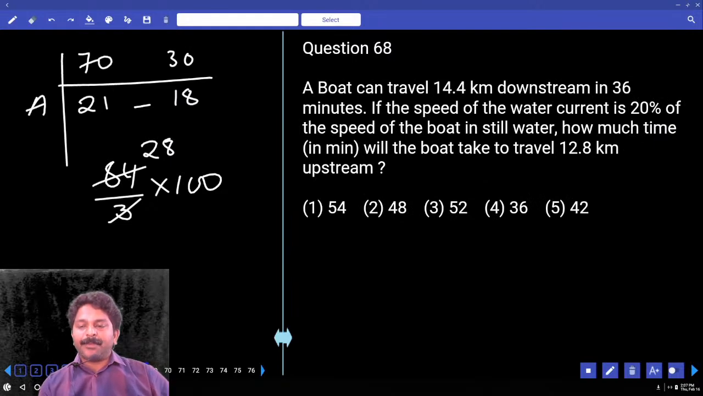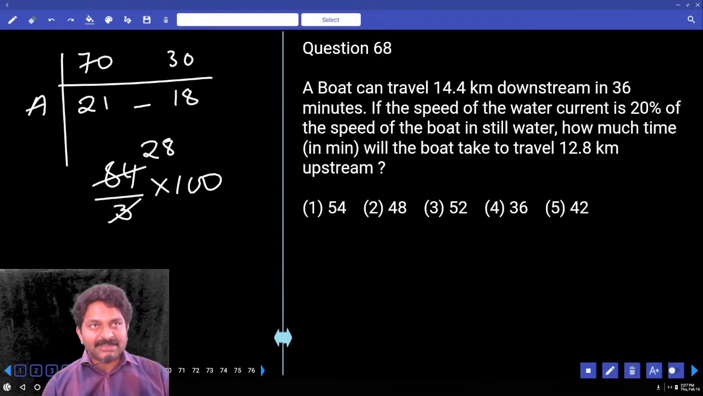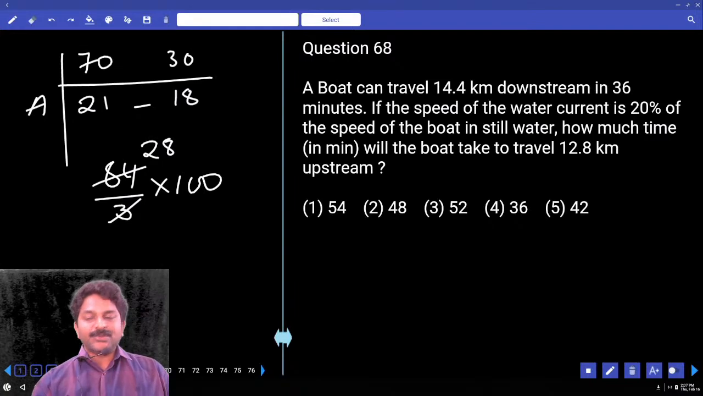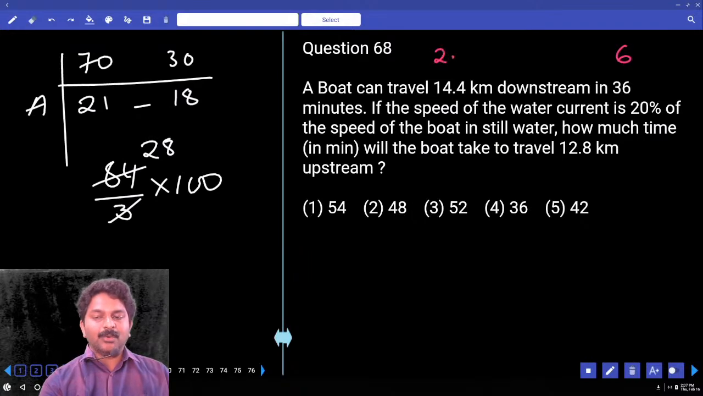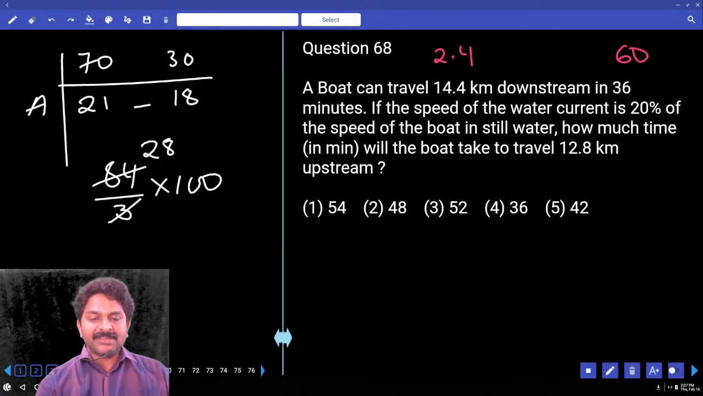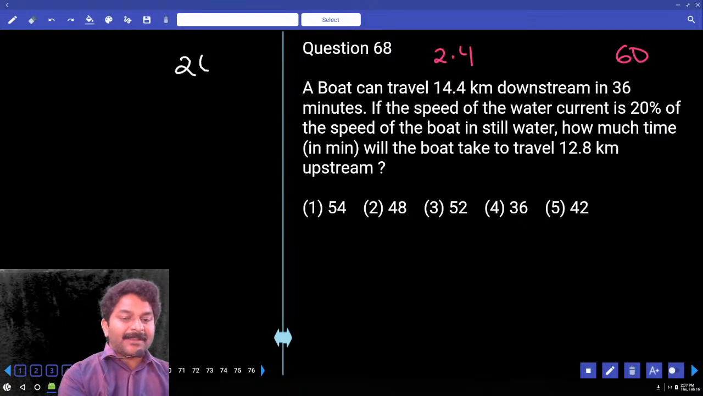Boat can travel 14.4 kilometers downstream in 36 minutes. So to convert into speed, we'll convert into 60 minutes. So first let me get 6, then multiply it with 10. Using 36 minutes, how do you get 6 minutes? Divided by 6, which is equal to 2.4. Then in 60 minutes, it will cover 24 kilometers, correct?